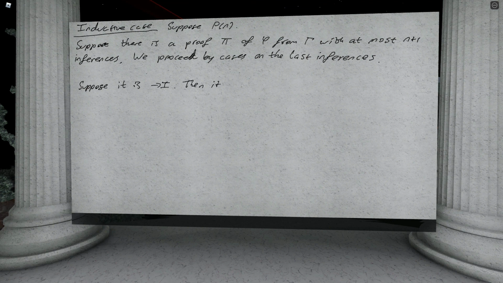Then pi, the proof, has the form: we have some assumptions from gamma, some discharged collection of assumptions of A. We get to B, and then there's a usage of the implication introduction rule that discharges that collection of assumptions of A. When I write this, it's just common notation to say that this whole proof is pi, and above the line is a proof of B from gamma and A.